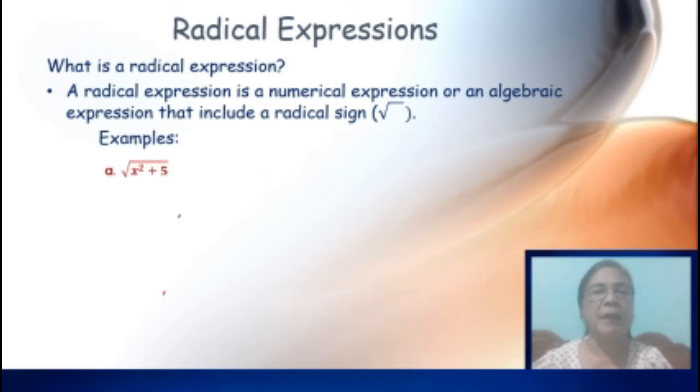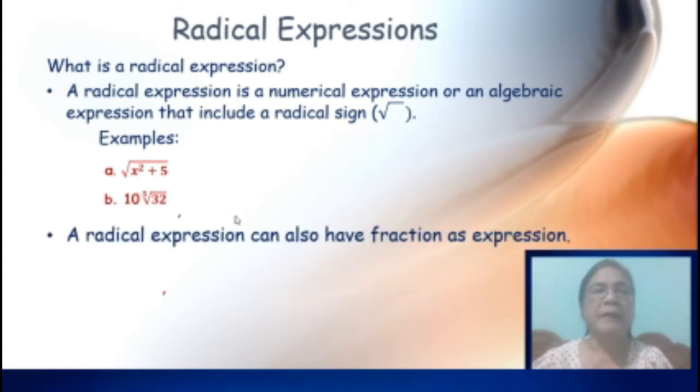Let's have an example. You read this as square root of x squared plus 5. Another one, 10 times the fifth root of 32. Another definition of a radical expression is it can also have a fraction as expression. Example, we have here square root of 32 over 6. Or we have here square root of 3s squared divided by 27s.